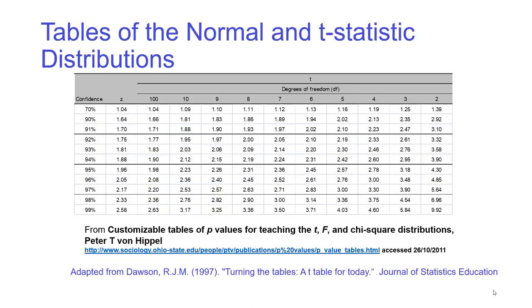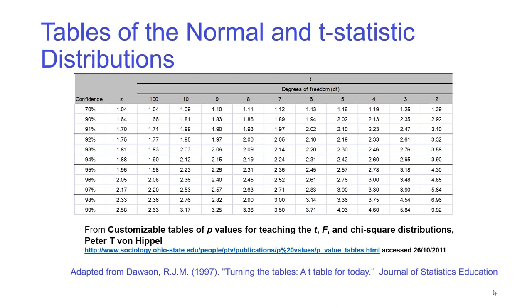So this is what tables would look like. So here you've got a table for the confidence level. You can see the Z statistic is the first column, so a Z for a 95% confidence level is 1.96. Those are the 1.96 standard deviations above and below the mean that we've talked about before.